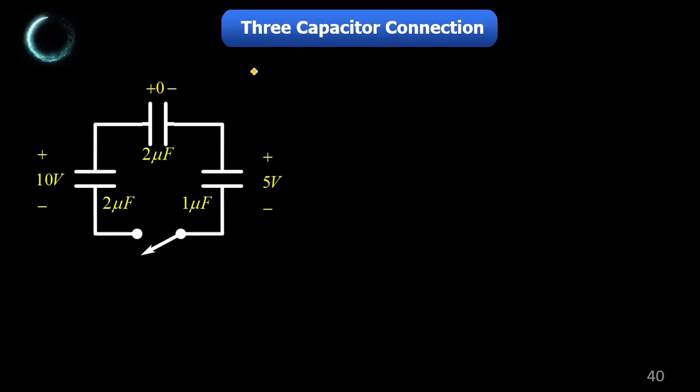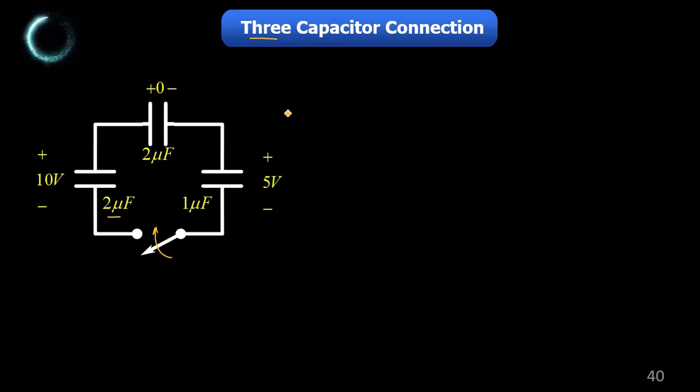Here, I have connected three different capacitors. That's why the problem name is three capacitor connection. I have connected three capacitors which are initially fully charged. One is 2 microfarad, another is 2 microfarad. These are the different capacitors that are initially charged, and now they are connected. Now you close the switch. You are asked to calculate how much charge flows, or what is the heat in that situation.